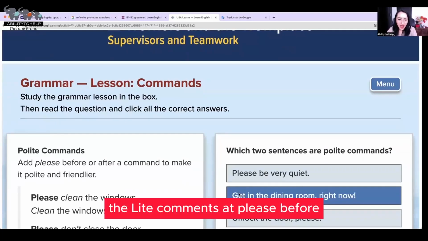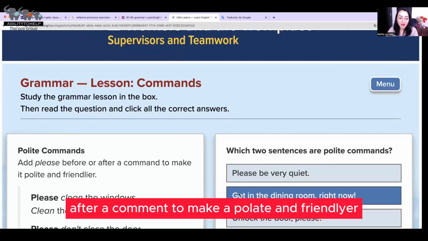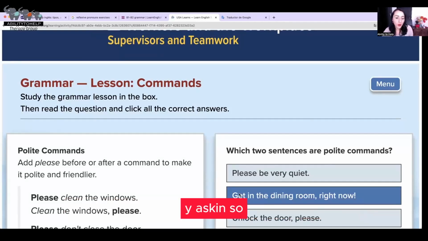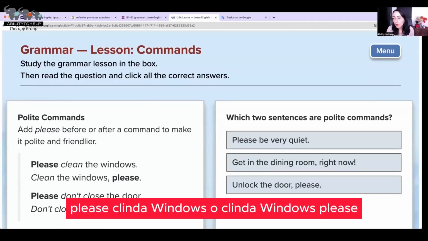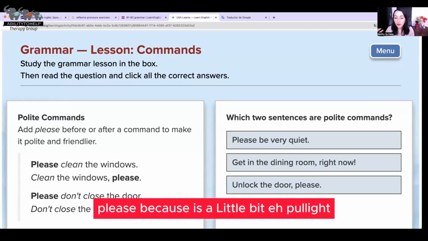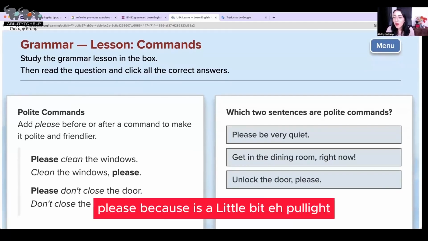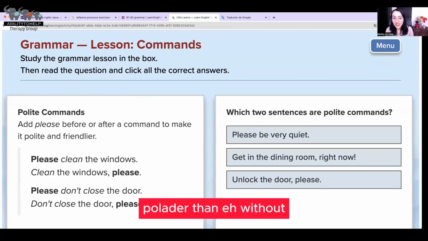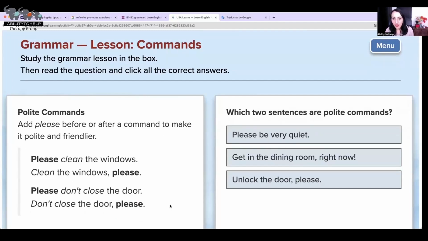Polite comments. Add please before or after a comment to make a polite and friendlier request. So, please clean the window, or clean the window, please. Please don't close the door. Don't close the door, please. Because it's a little bit politer than without please. If you just say a comment, people could understand you are angry, but if you add please, that person says, it's just a request.